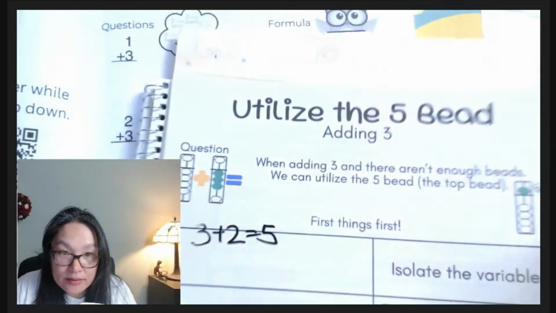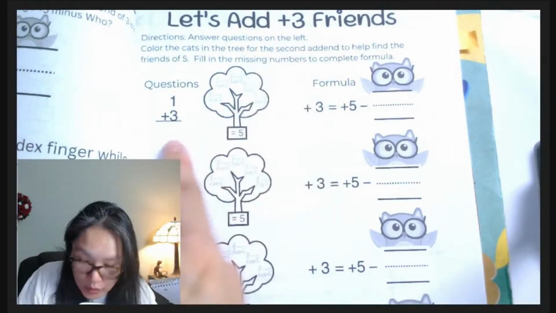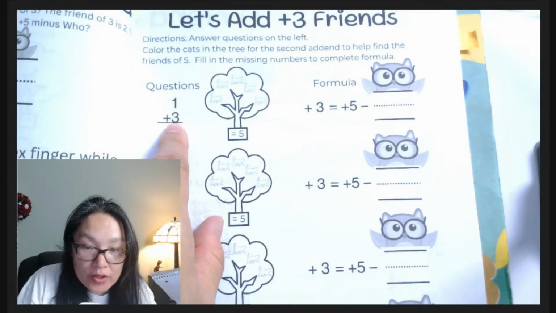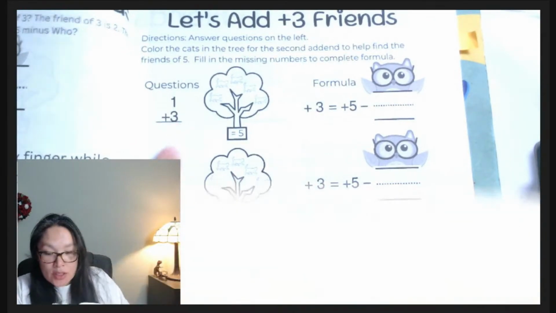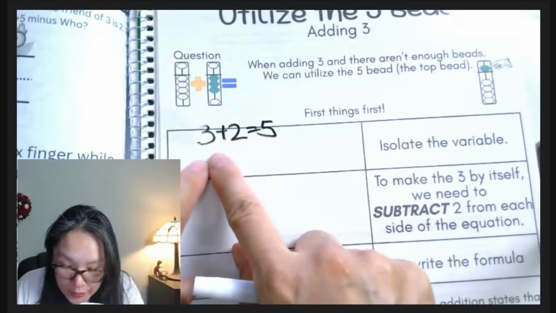So notice we focus on the add-in. We only focus on this number here. We don't focus on the result. We focus on the add-in. So what's going to happen is we have 3 plus 2 is equal to 5.